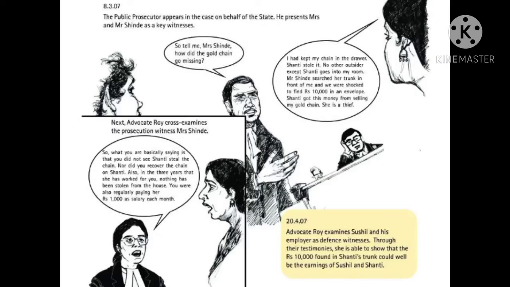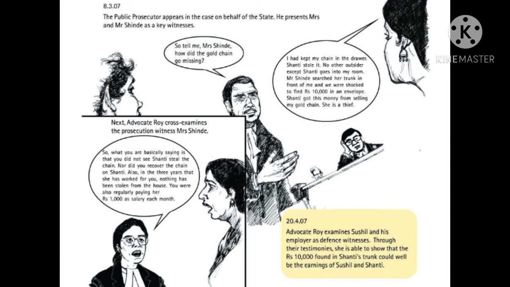After debates and many sessions in court, Advocate Kamla Roy examines Sushil and his employers as defense witnesses. Through their testimonies, she is able to show that the rupees 10,000 found in Shanti's trunk could well be the earnings of Sushil and Shanti. And after many trials and searching, the decision from the court was that Shanti was innocent.